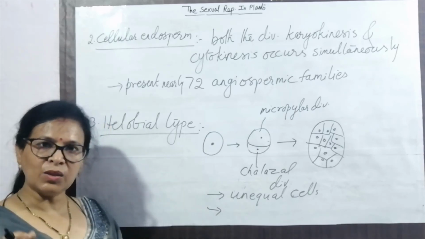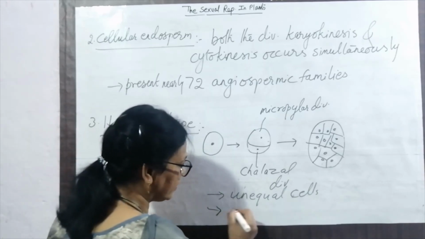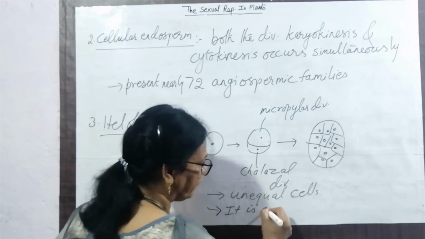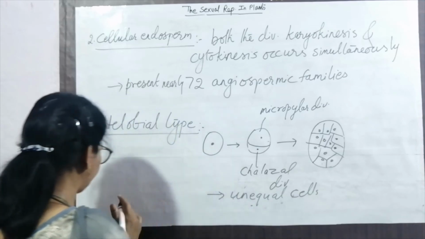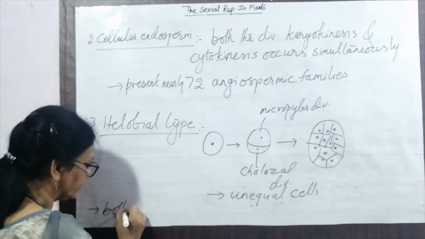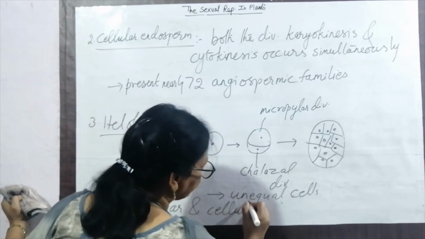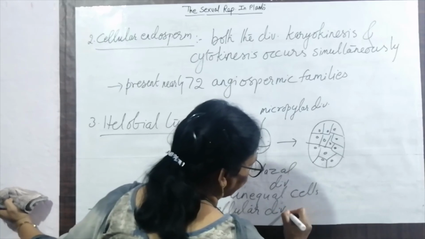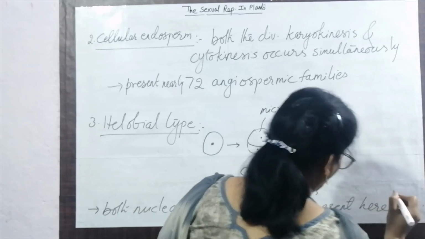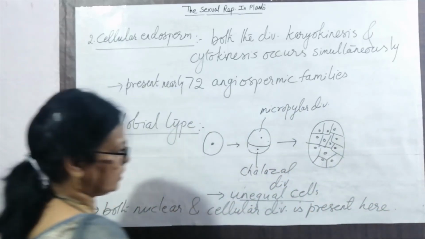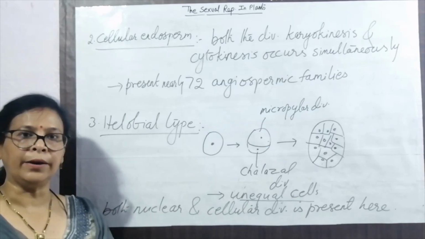It means it carries both patterns of endosperm development, both nuclear and cellular division, present here. That's the only thing: unequal cells. After the first division, the two cells formed are unequal.